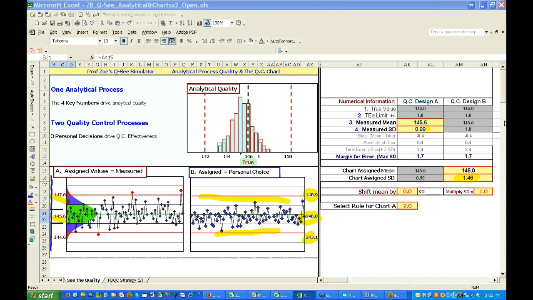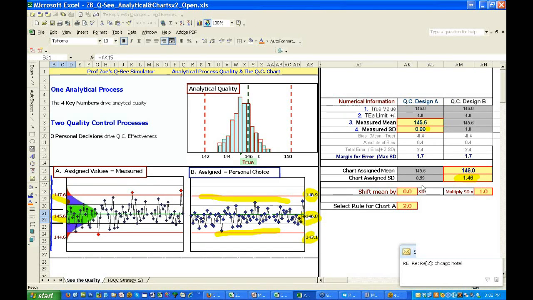Okay, now's when it gets fun. I wonder if David, are you with us yet? No, darn it. Okay, Rick, your turn. Change one of the four numbers. Okay, let's change the measured mean to 147, say.